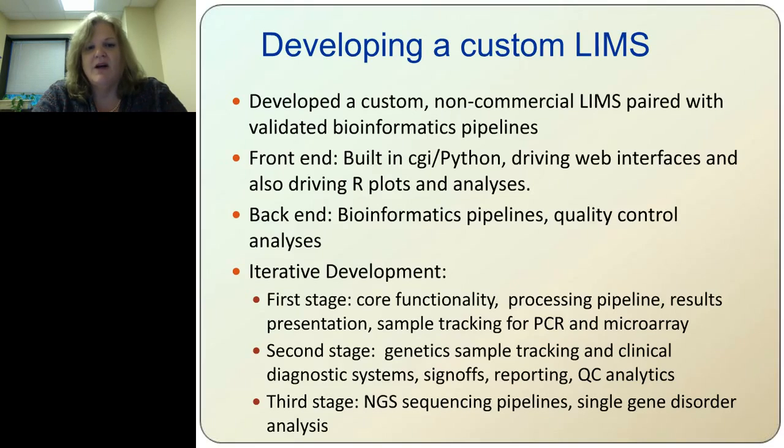So we developed a custom non-commercial LIMS that we paired with our validated bioinformatics pipelines for microarray, PCR, and next-gen sequencing. So for the front end, we built it in CGI Python. We drive our web interfaces in R. We use the programming languages R and Python to actually drive the analytics. On the back end, we have an automatic set of pipelines that do quality control and analysis. So the model is that the pipelines automatically do all the data acquisition from the machines, upload everything to the databases, calculate the results from the database, keep a record of all the lot numbers, all the required metadata, like who did the analysis and when.